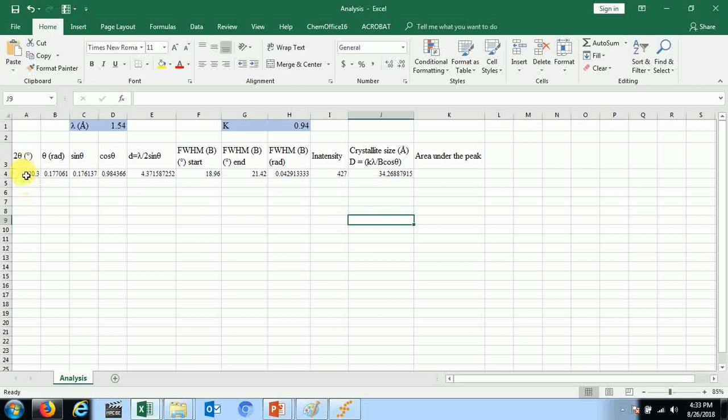So for this peak we have calculated D spacing and crystallite size. Now we have to calculate the area under the peak also. Remember, we have to calculate the areas under all the peaks, and after that we can cumulatively calculate the crystallinity of the material. For each and every individual peak we can calculate D spacing as well as crystallite size.